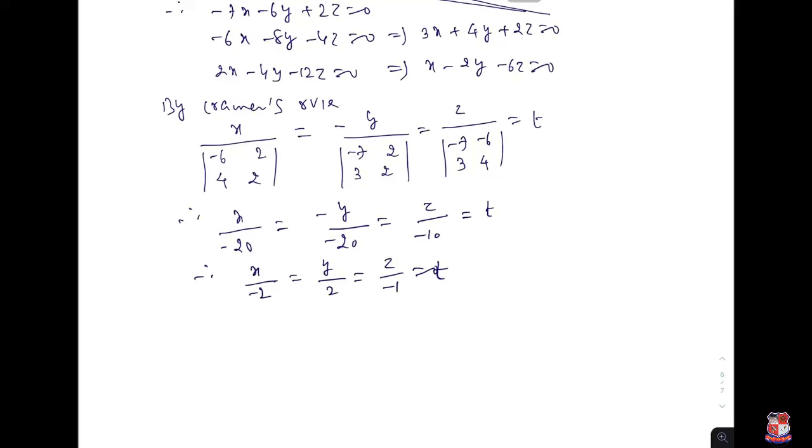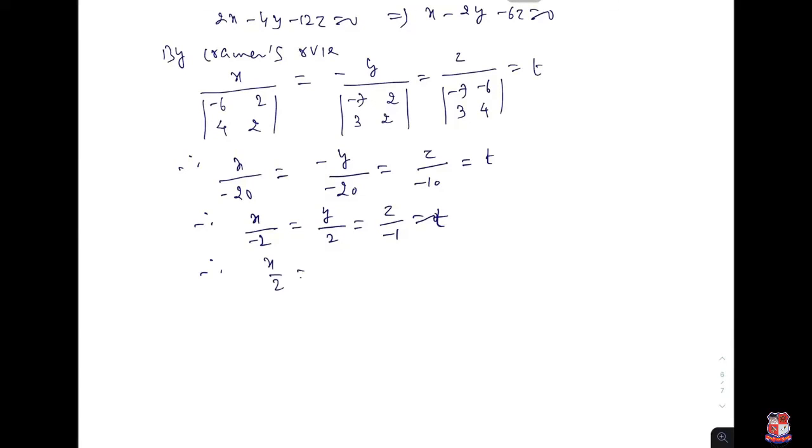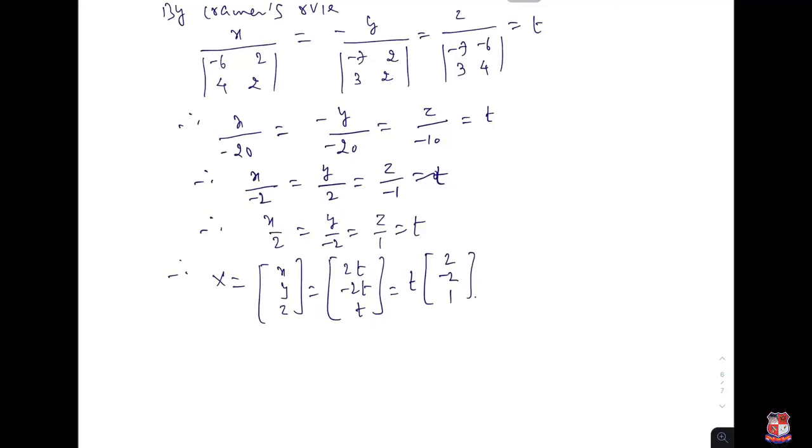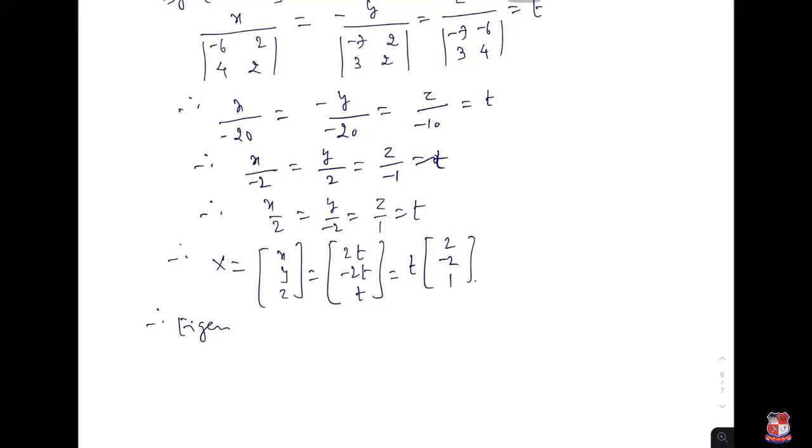And so this is x over minus 2, y over 2, z over minus 1 equal to t. Okay, so you may also write like this: x by 2 equal to y by minus 2 equal to z by 1 equal to t. And therefore x equal to x, y, z, that is 2t, minus 2t and t. And so this is 2, minus 2 and 1. And therefore the eigenvector for lambda equal to 15 is the vector 2, minus 2, 1. Thank you.